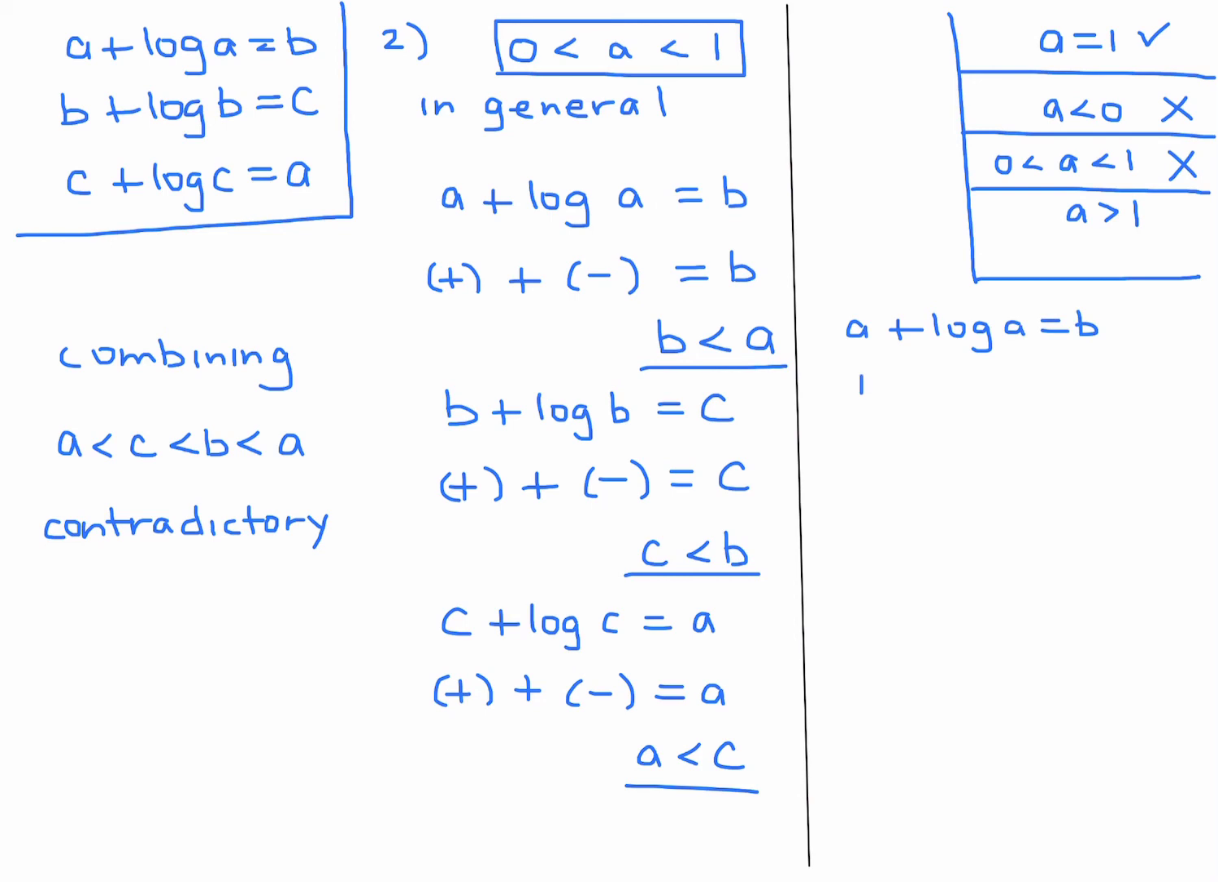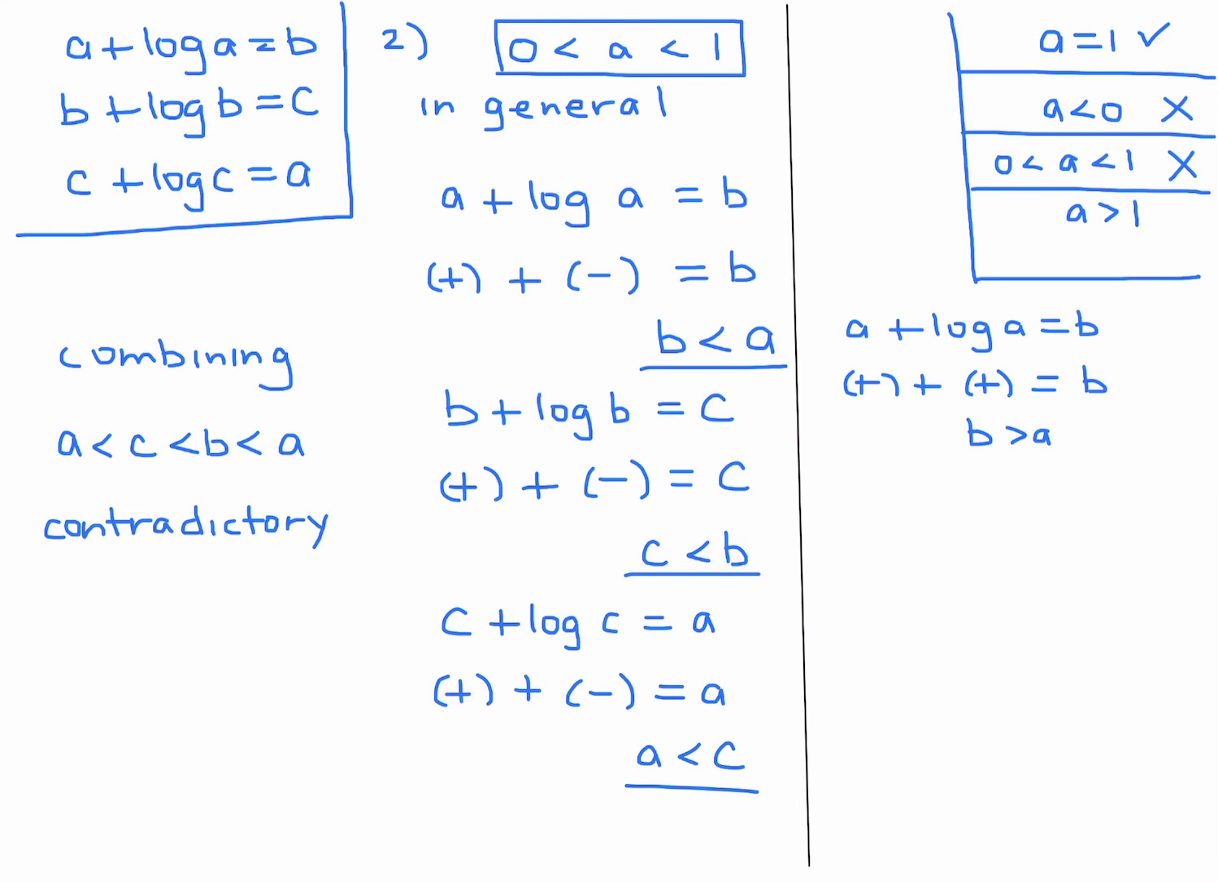That means we've got obviously a positive number plus a positive number, right? If a is greater than 1, then if you take the log of it, it'll be a positive number. And that is equal to b. So that basically means that b must be greater than a, right? Because you're taking a and you're adding a positive number. So b has to be greater than a.